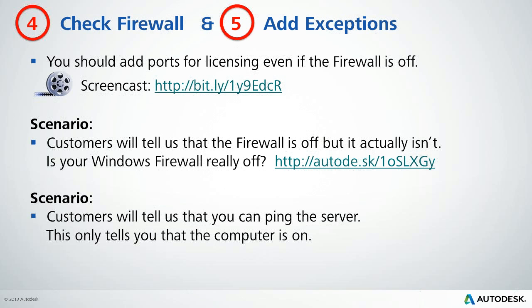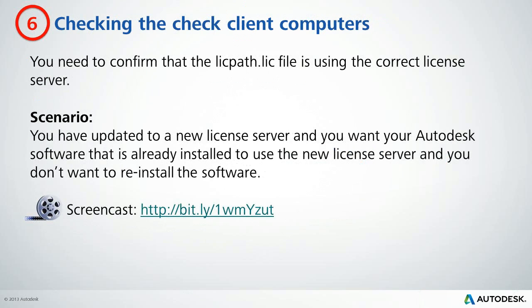Checking the client computers: it's very important to make sure it's pointing to the right server. This is really good: if the company is a little bit smaller, you can edit the lic path file. That's a quick test to see if it's working on one test machine, and afterwards you can set up an environment variable to point to the server. Again, there's a screencast for that, and there's also other documentation that discusses that.